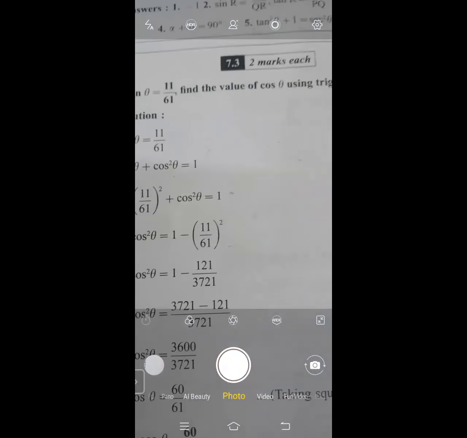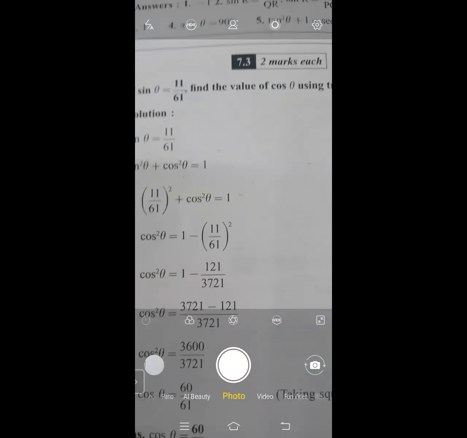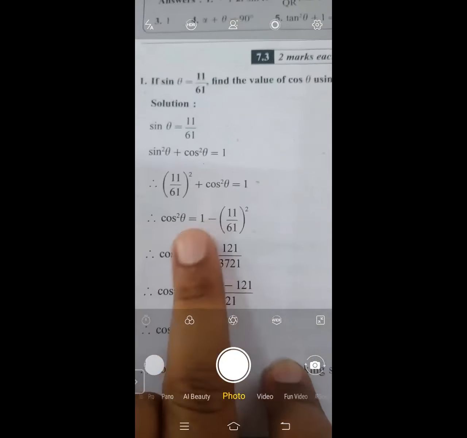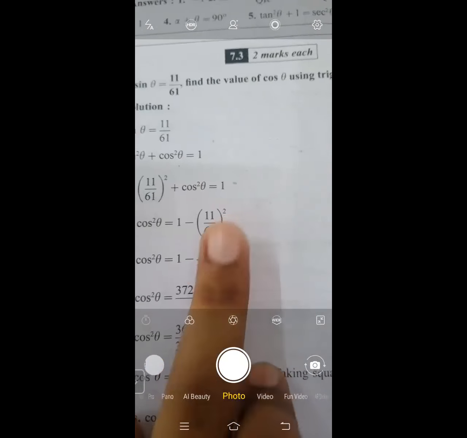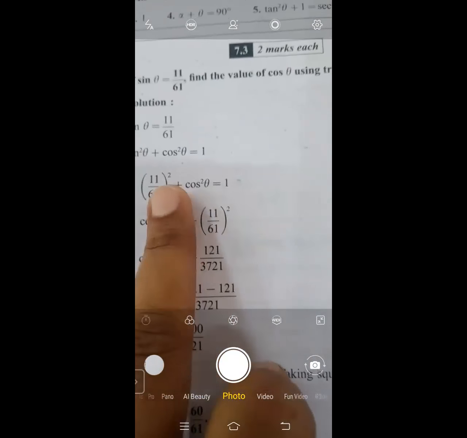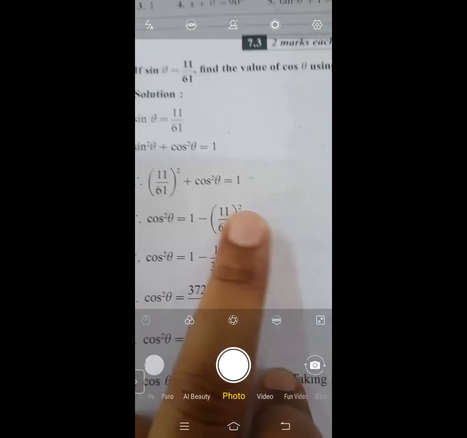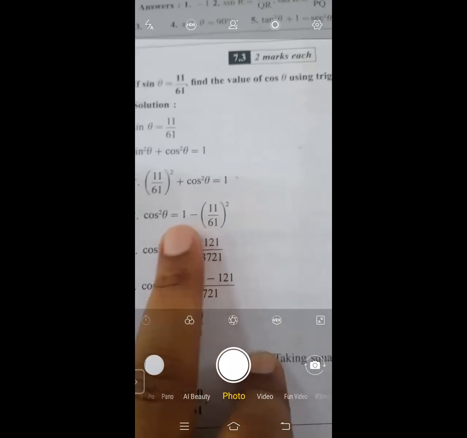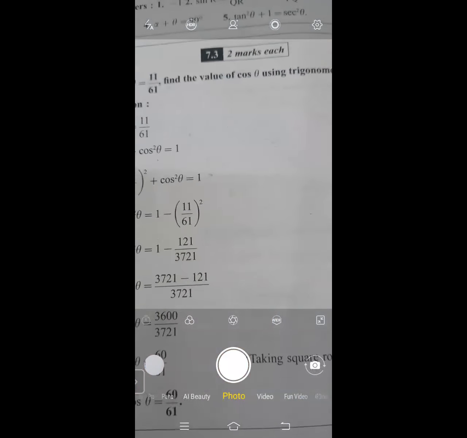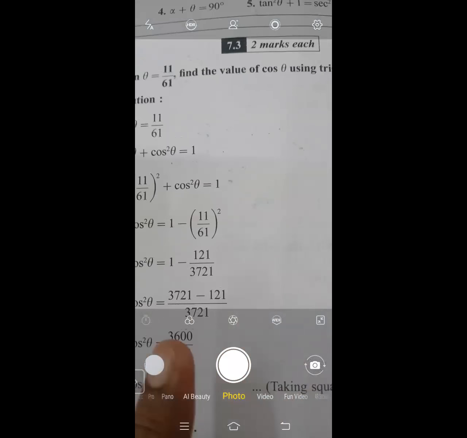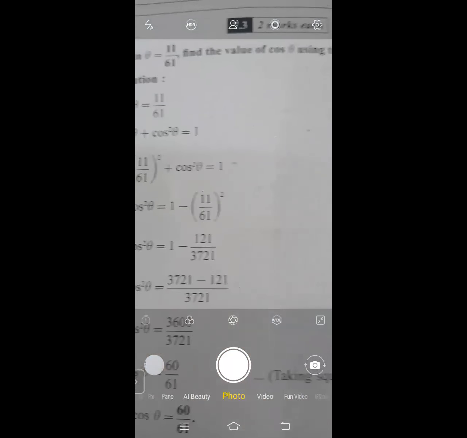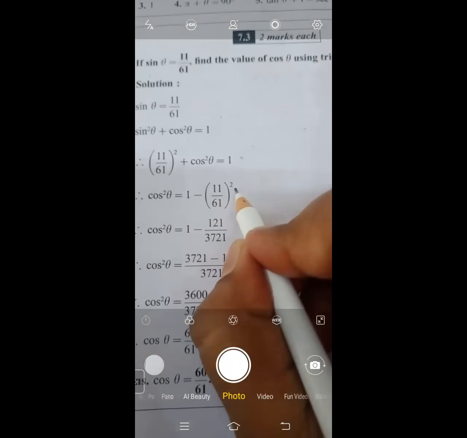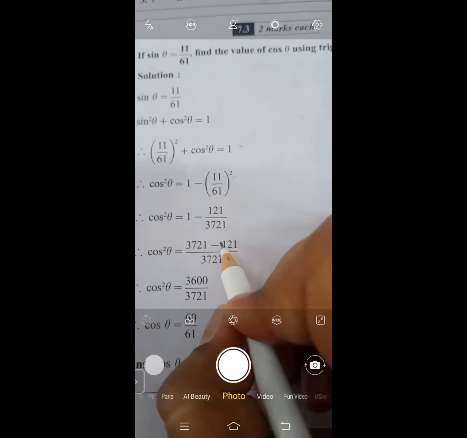Now solving these questions, you should know all the squares. Just place unknown on one side and whatever all known is there on another side. So it is 1 minus, as we are changing the side of this fraction, the plus becomes minus. So 1 minus 11 upon 61 square. You can see that they have calculated the square. 11 square is 121 and 61 square is 3721. Okay, so the square goes off as we have done square of the numerator and denominator.